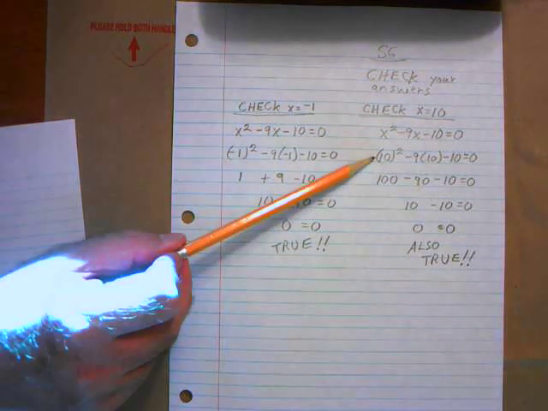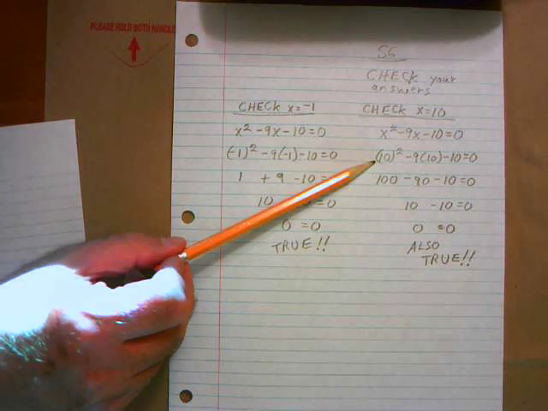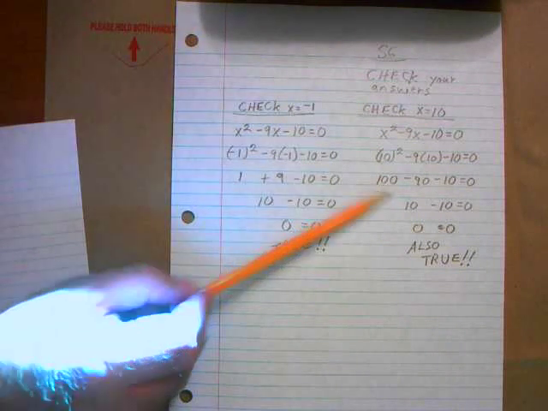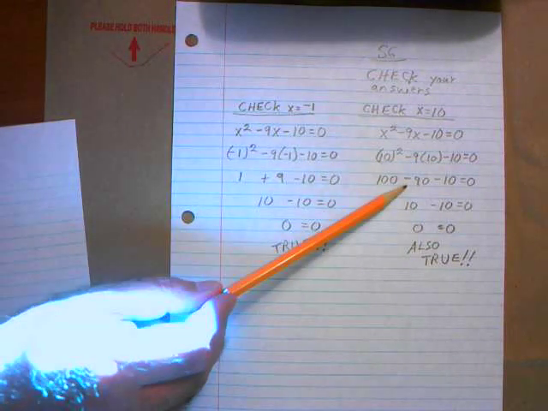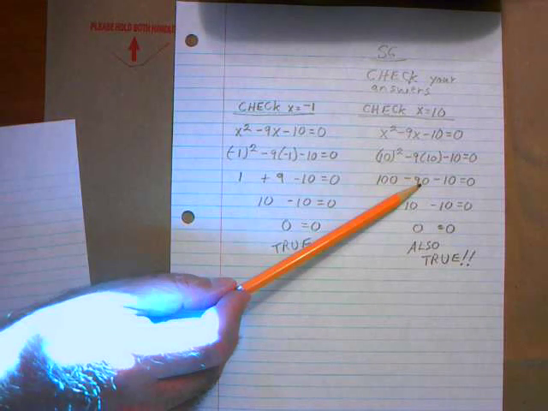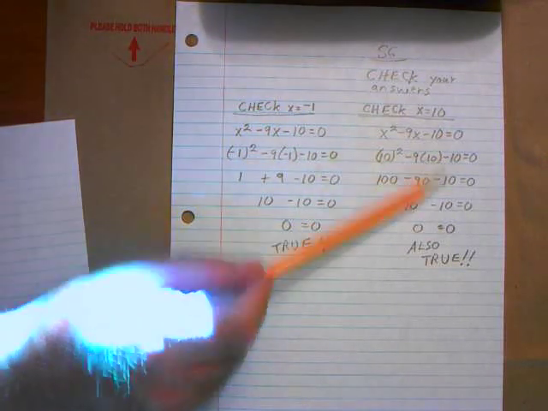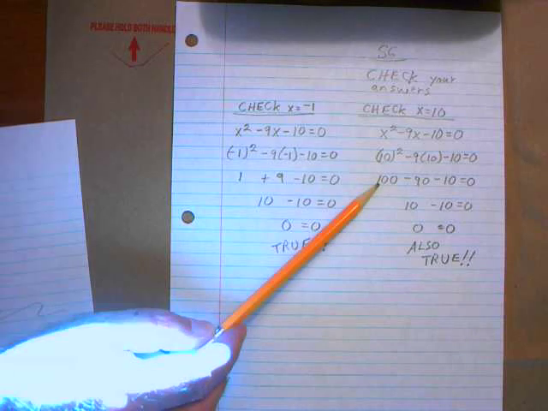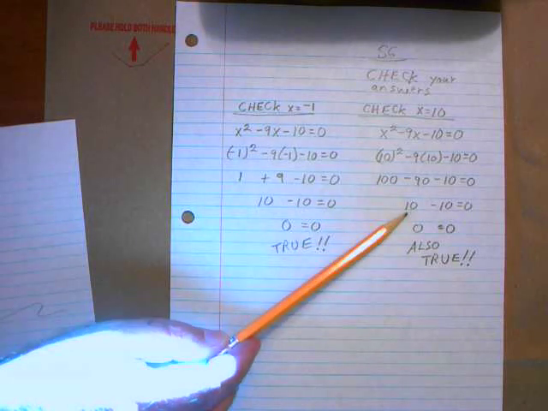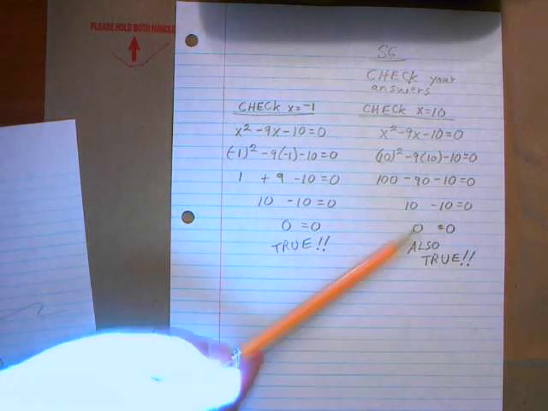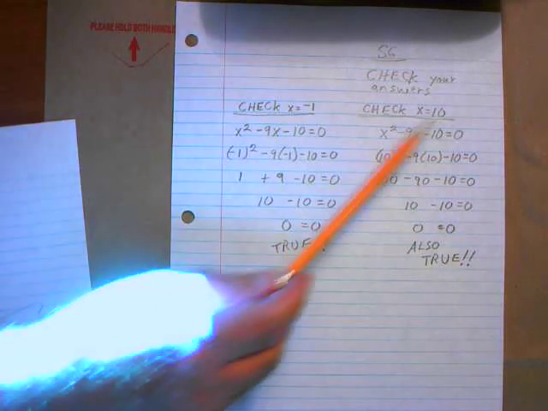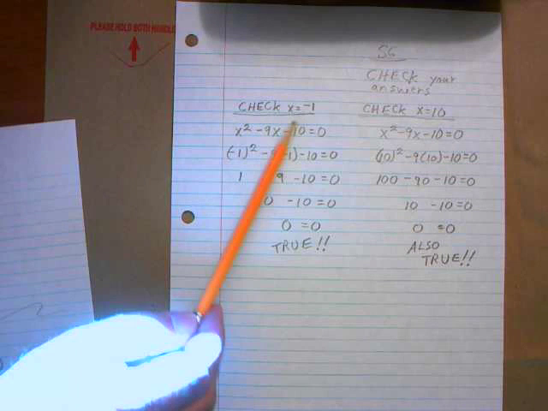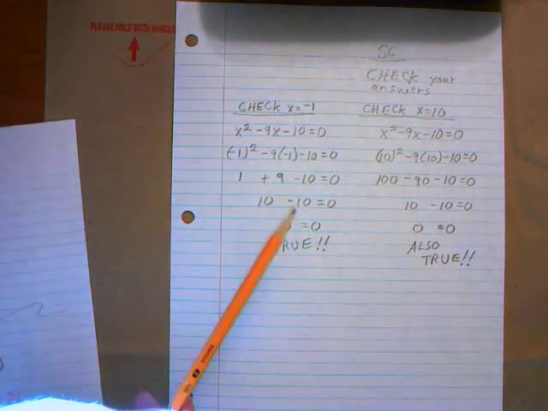Well, let's see. 10 squared, that's 10 times 10. So that's 100. Minus 9 times 10, negative times a positive is a negative. So that's minus 90. And we have minus 10. So let's see. 100 minus 90 is 10. 10 minus 10, and look at that. 0 equals 0 again. Also true. So both of our answers, x equals negative 1 and x equals 10, are correct.